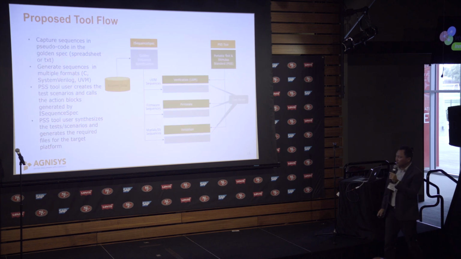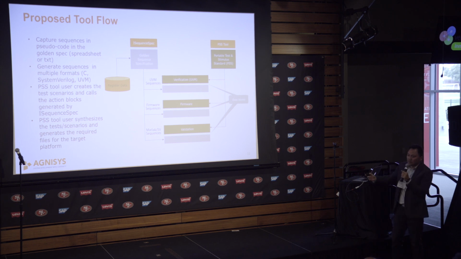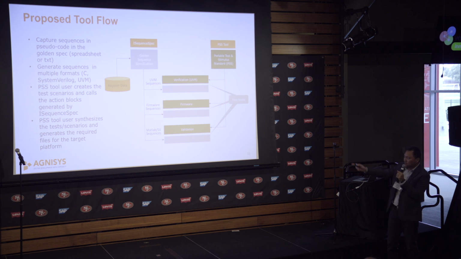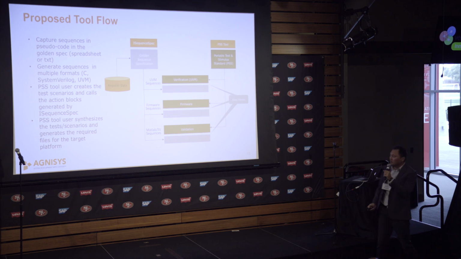So the proposed tool flow that we have, once again, augments these PSS tools. The first step is to capture the sequences in pseudocode in the golden spec. It could be a spreadsheet again, and then let the tool generate the sequences in multiple formats, whatever the target platform. It could be C for the firmware team, or SystemVerilog, or UVM. Then the PSS tool user creates the test scenarios there and calls the action blocks generated by iSequenceSpec. And then the PSS tool user would synthesize the test scenarios and generate the required files for the target platform.